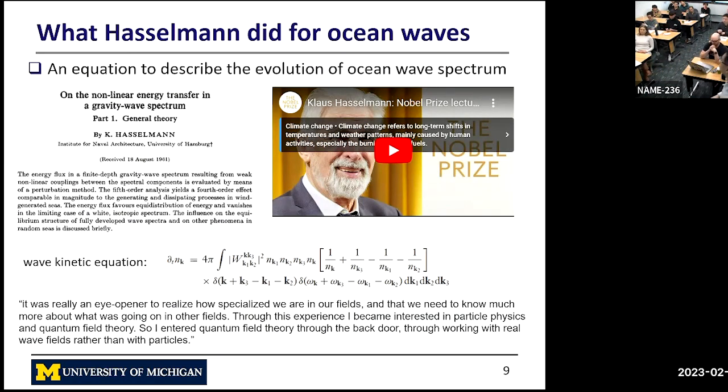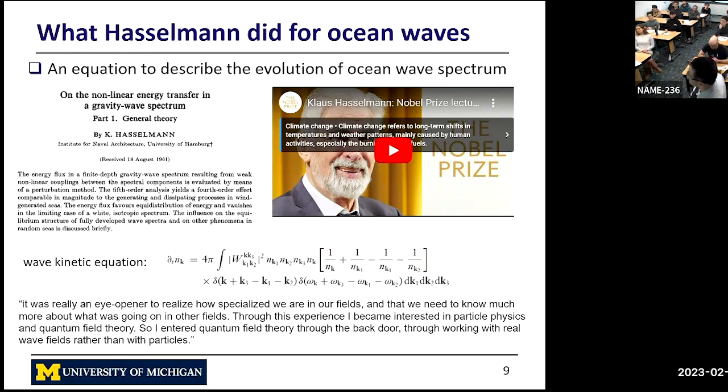And his climate science work is basically saying that weather fluctuation changes the global temperature that results in the global warming. So it's closely related to the experience of working on this wave kinetic equation. And I put some notes from Hasselmann here. It was really an eye-opener to realize how specialized we are in our fields, and that we need to know much more about what was going on in other fields.